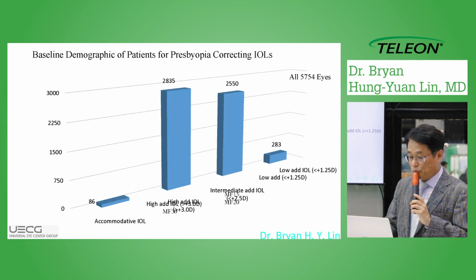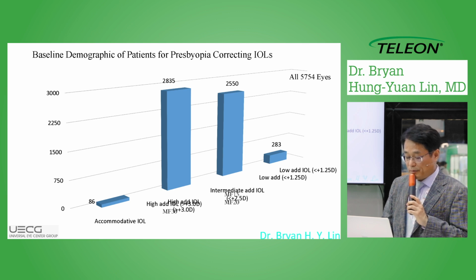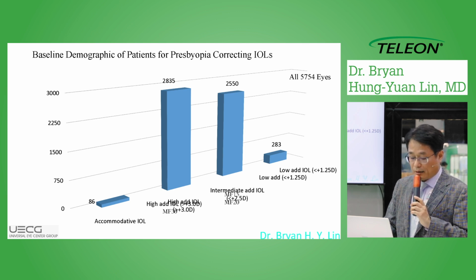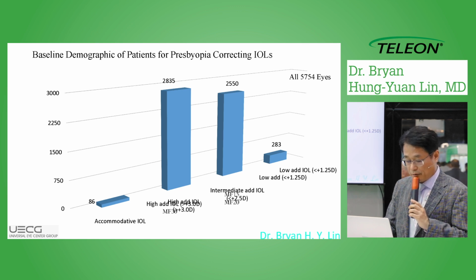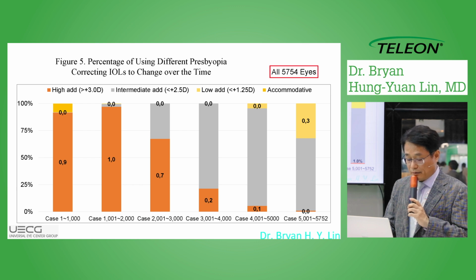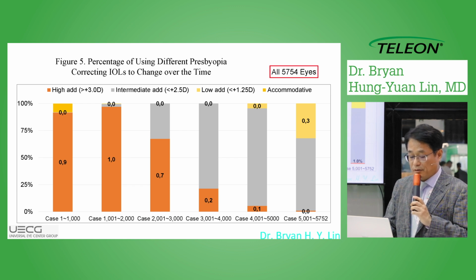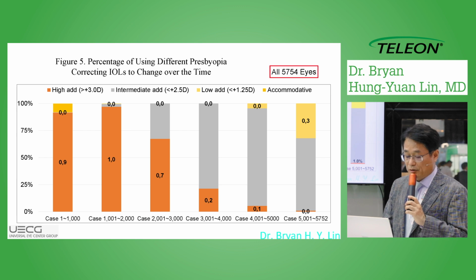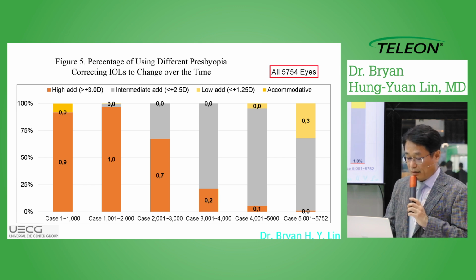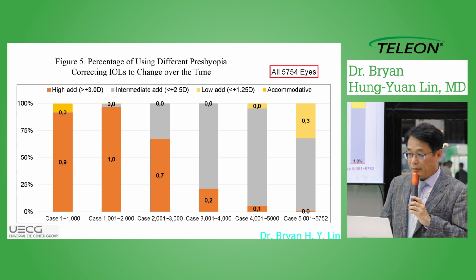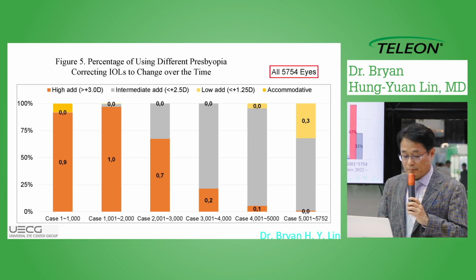This figure shows the distribution of my various presbyopia-correcting IOLs. High-add IOLs are the most frequently used presbyopia-correcting IOLs in my practice. However, after analyzing the data, we can see that the usage of intermediate-add multifocal IOLs was very low during the first 2,000 cases. Recently, I have been using intermediate and low-add multifocal IOLs in more than 98% of surgical eyes because they offer certain advantages in terms of patient outcomes.